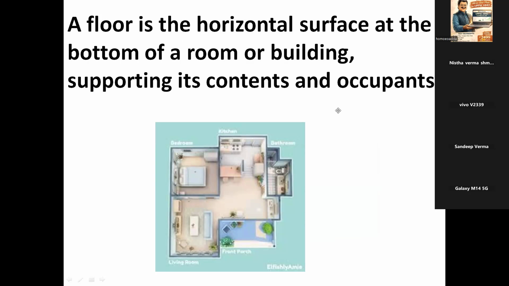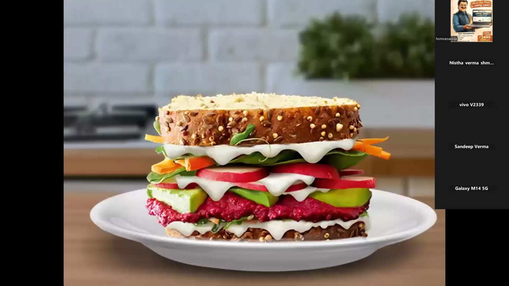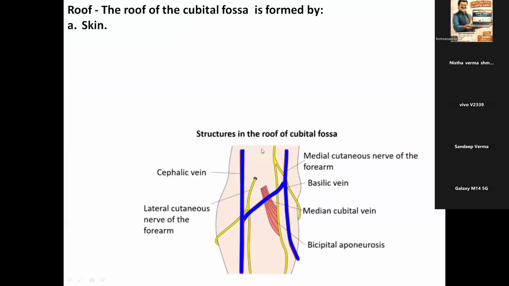Now for example, this strawberry cake: the strawberries are at the roof, the cream is at the floor. For example, this, the topmost sandwich is the roof, in between there are all the contents, and at the bottom we have a floor, or you can say the plate forms the floor. Okay?